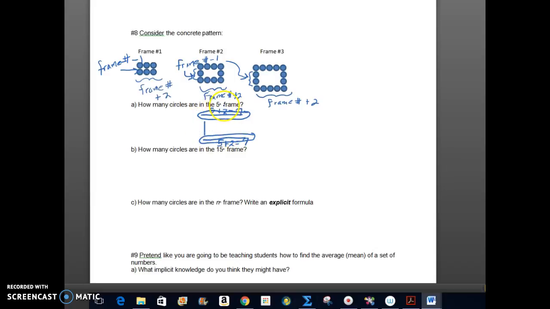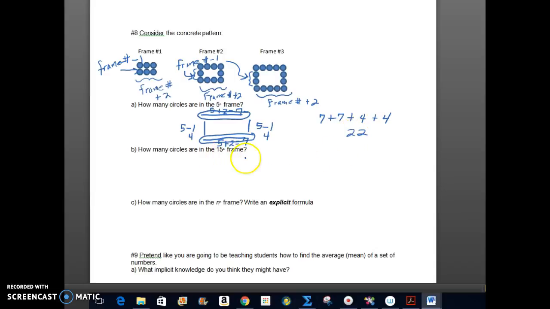Frame number minus 1. 4. Other side. Frame number minus 1. So 4. So how many circles? That's going to be 7 plus 7 plus 4 plus 4. It's looking like 22 to me.